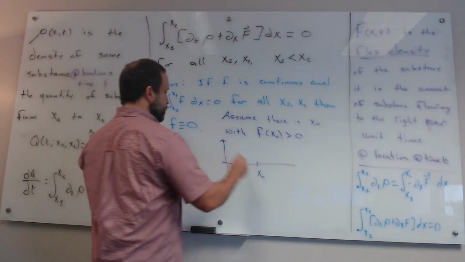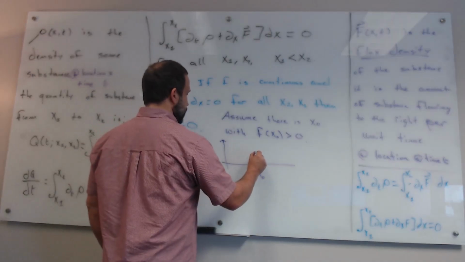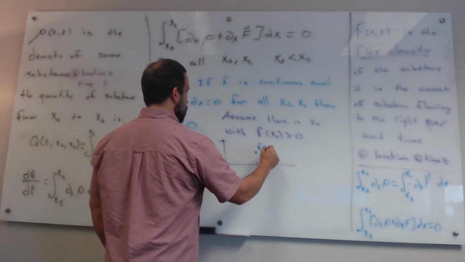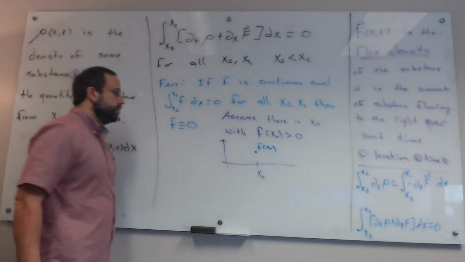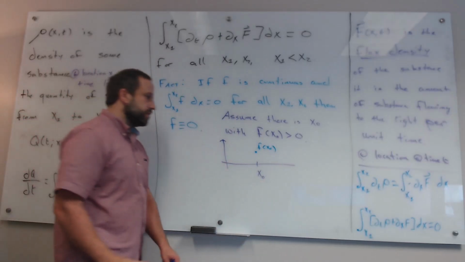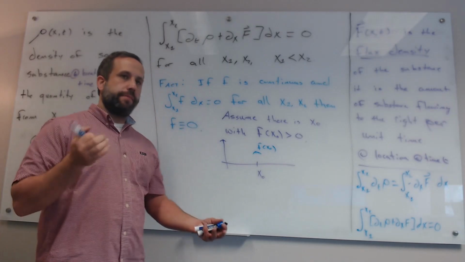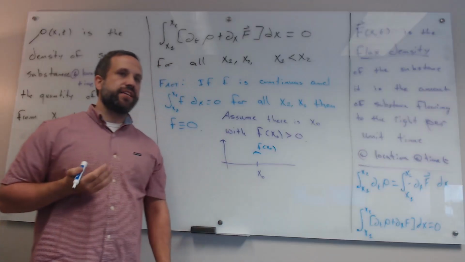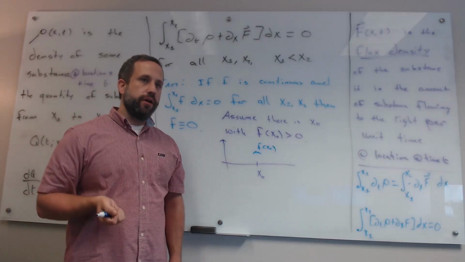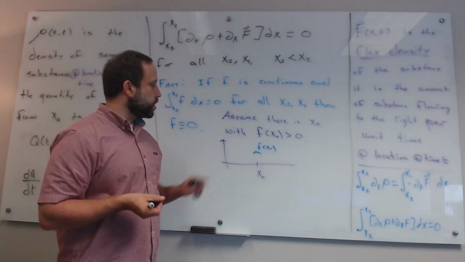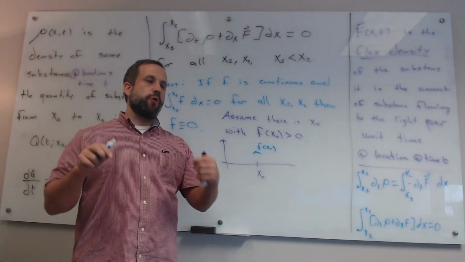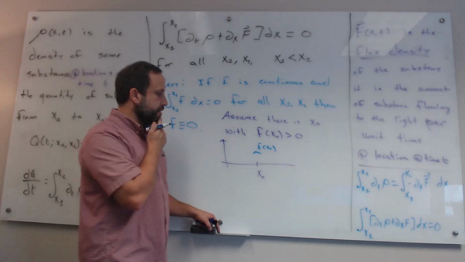So it's positive, so there's some gap between it and 0. So let's say this is f of x naught. Now, since f is continuous, there's some little interval around x naught for which f is going to be positive. Like if f of x naught is equal to 1 over a million, that's very small, but there still has to be some interval around x naught where f is positive. Because think about it this way.